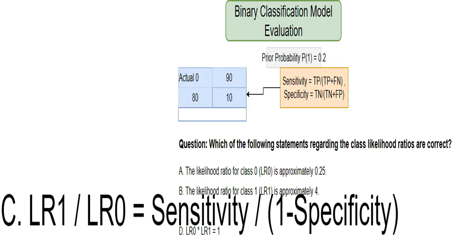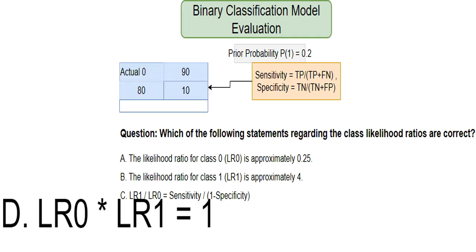This option presents a relationship between likelihood ratios and sensitivity, specificity. I need to verify this formula. LR1 and LR0 are likelihood ratios for class 1 and 0 respectively. Sensitivity and specificity are metrics related to the performance of the binary classification model. This option states a relationship between likelihood ratios LR0 and LR1. I need to verify if this holds true.